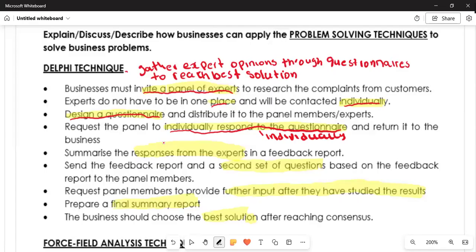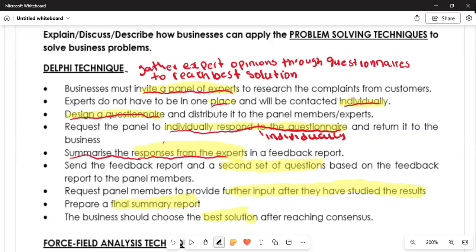Now we are told to summarize the responses from the experts in the feedback report. With this point, where now we are summarizing the responses of the experts, this is whereby the company compiles the common suggestions and issues raised. And they are doing that in the form of a report. So that is that.